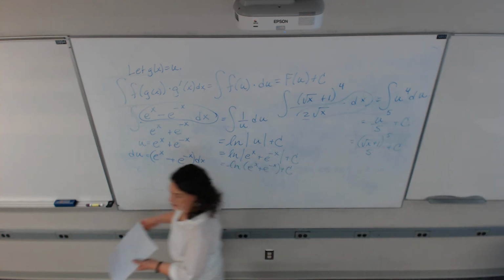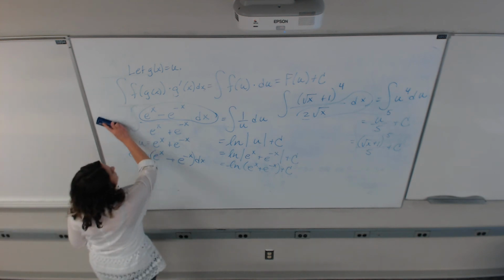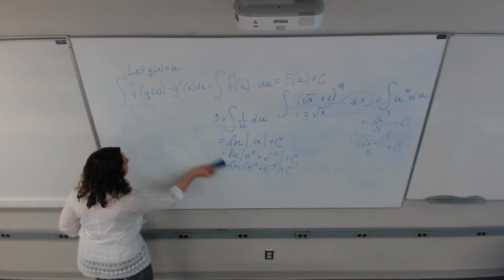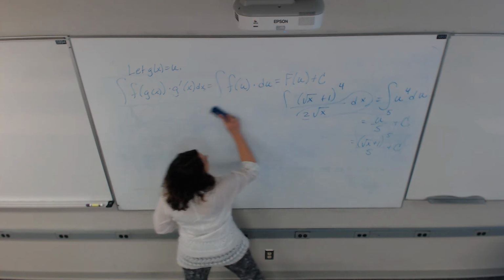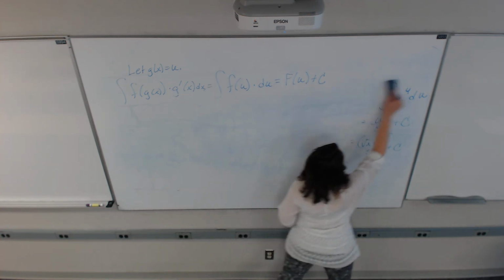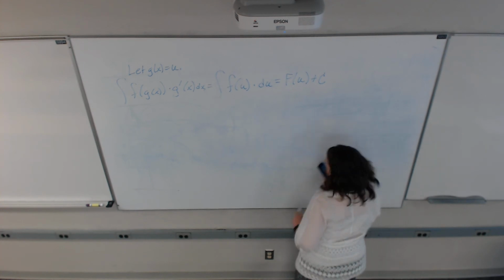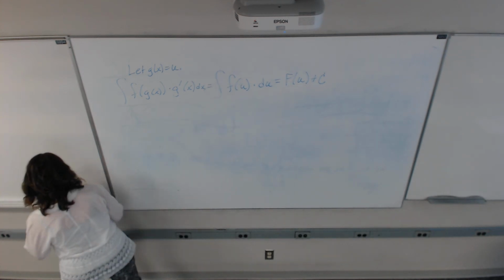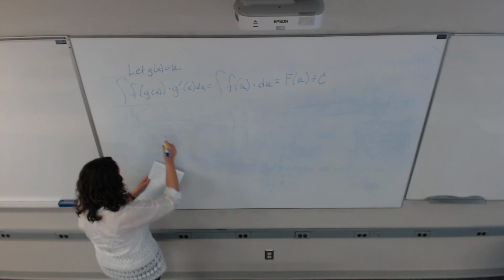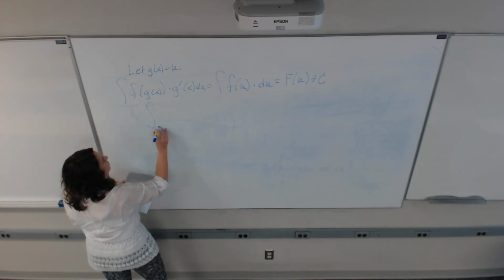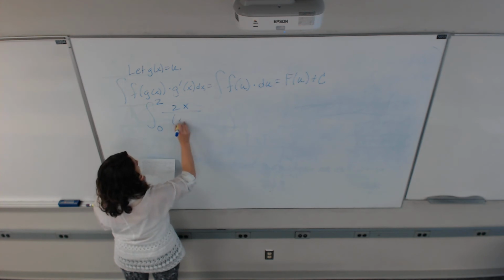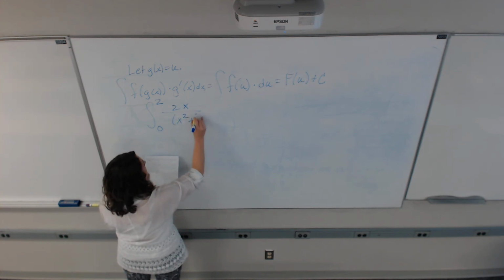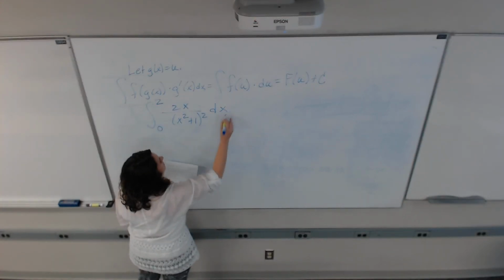Let's look at a definite integral, because we need to talk about how to do those. And tomorrow I will probably find some of the trickier ones and pull those in and do those. Okay. I want to take a look at the integral from 0 to 2 of 2x over x squared plus 1 quantity squared dx.